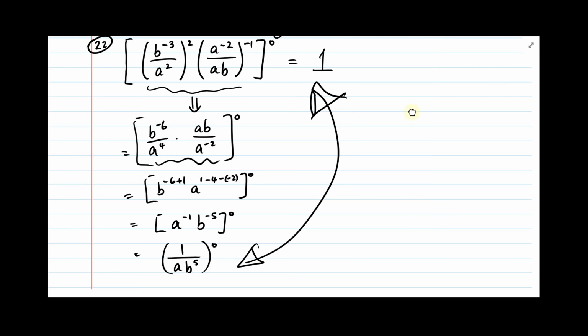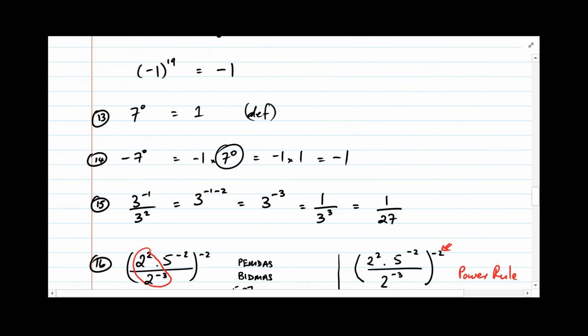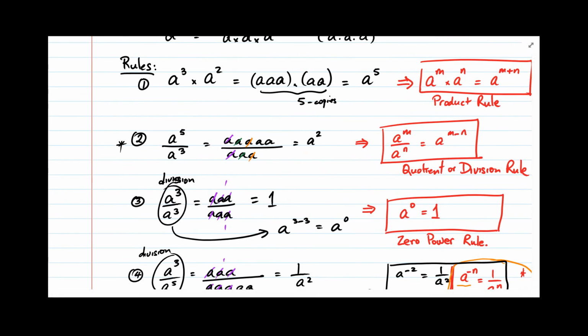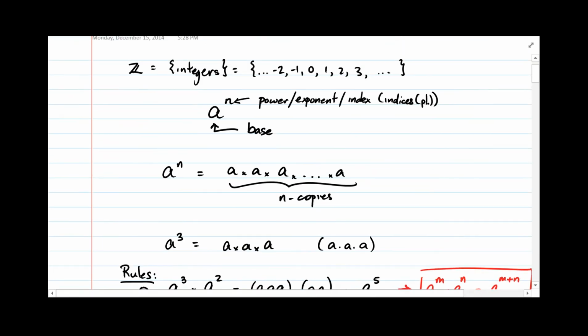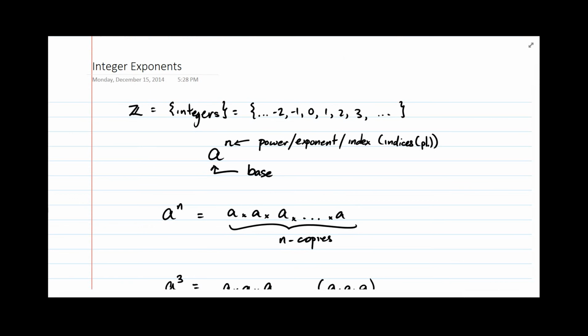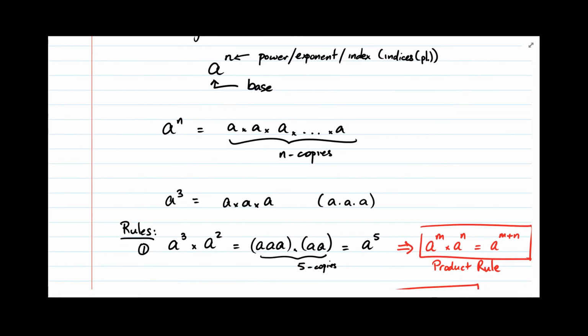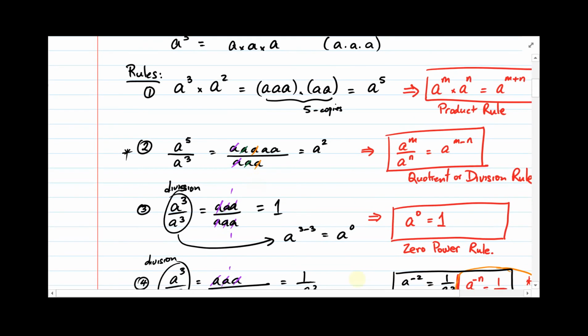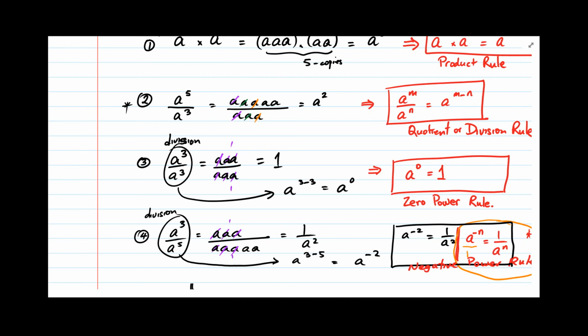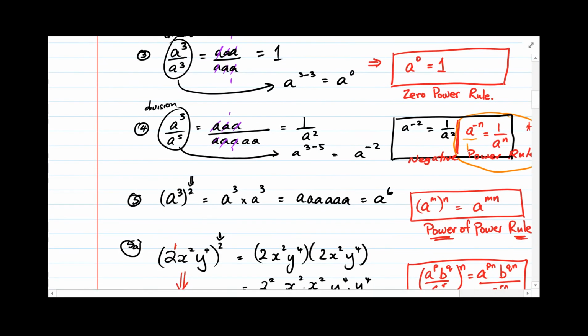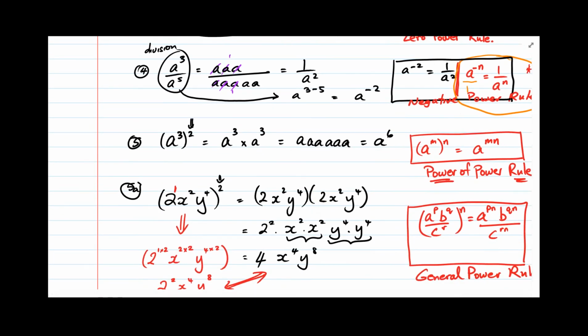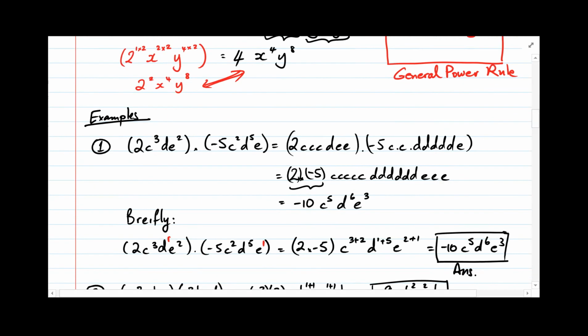Okay, so with that, the key things that you need to remember, please, are your rules of indices. We're only doing the integer rules right now. We'll go on to the fractional powers, etc. You need to remember your power rule, your product rule, your quotient rule, your zero power rule, your negative power rule, and your power of a power rule, or the general power rule as you go on.